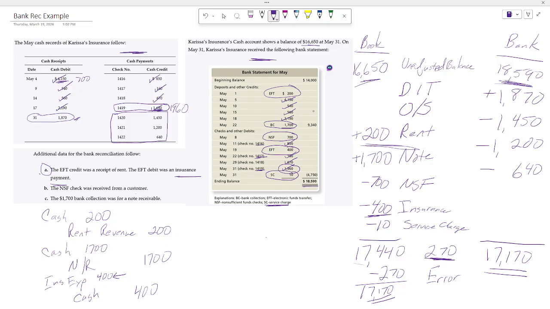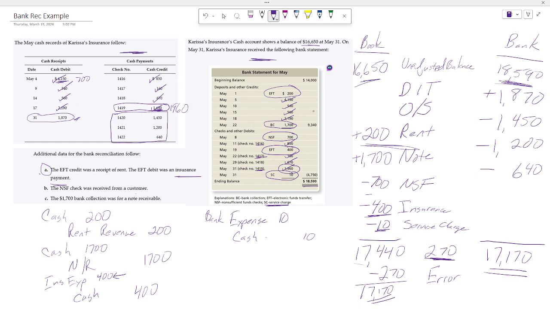All right, let's move on to the service charge. We paid the bank $10 for services. That's essentially what this is. So we look at the chart of accounts and find an appropriate account. I'm just going to call it bank expense. It could be service charge expense, could be fees expense. Just find something appropriate, and then we'll credit cash $10.